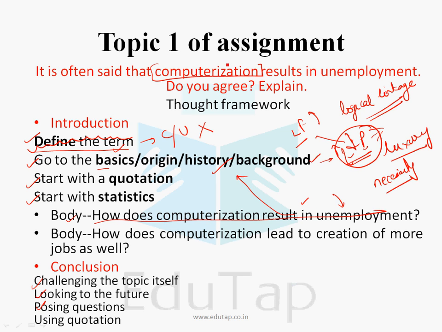the computer industry in itself is such a big industry and has a spillover effect, or a positive effect, on other industries as well. So it takes raw material from so many industries and it ultimately leads to generation of employment. So that can be done. The third thing is to start with a quotation. So if you have a very good quotation in your mind which can be related to computerization and unemployment, then you can start with that.